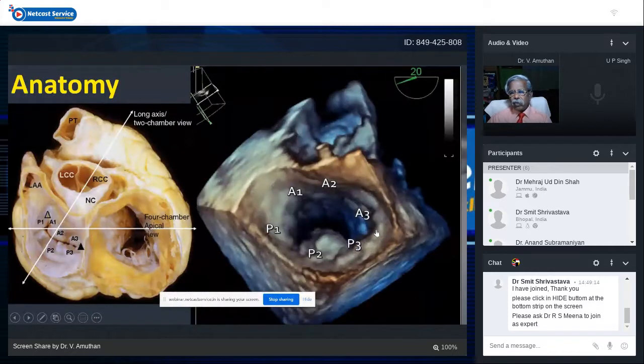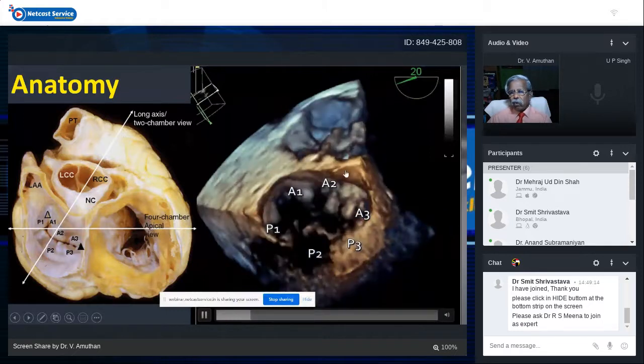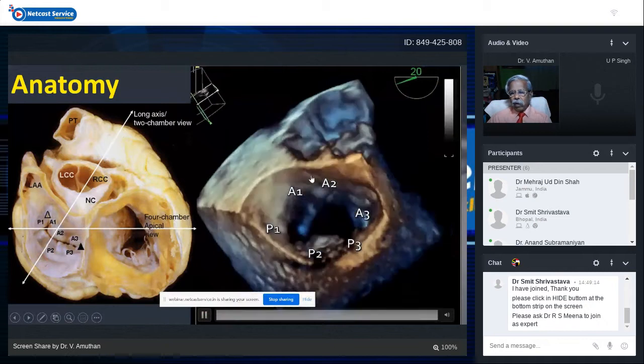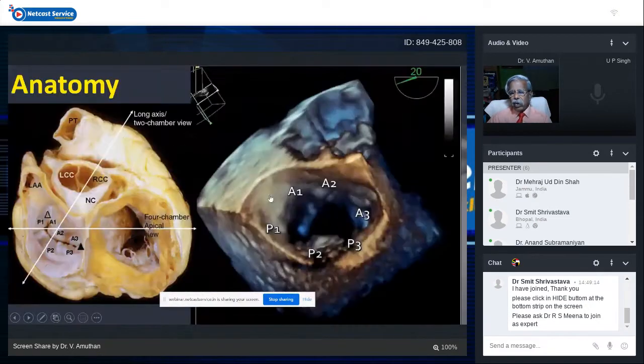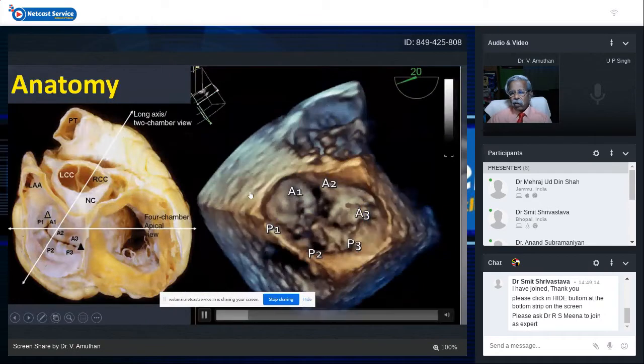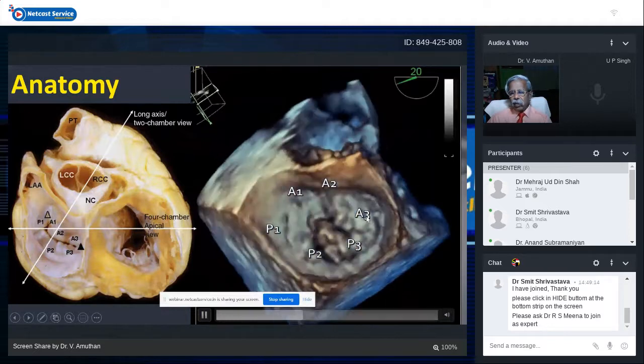So this is the 3D echocardiography cut, and you can see here this is the aorta. So always rotate and keep the aorta at 12 o'clock position. And here you will see the left atrial appendage in the 9 o'clock position. From lateral side to medial side, this is A1, A2, A3, and this is P1, P2, and P3. You can see here the P2 is prolapsing.